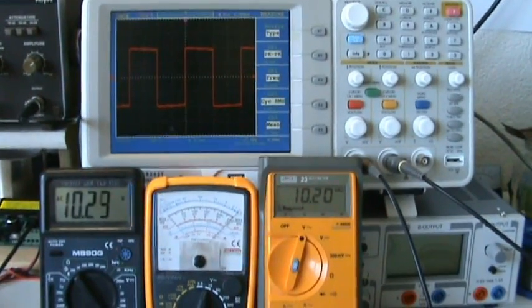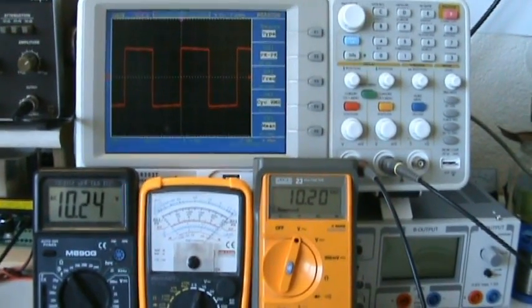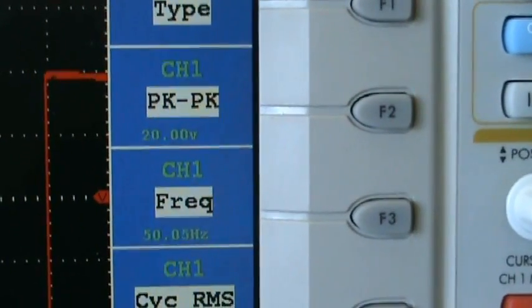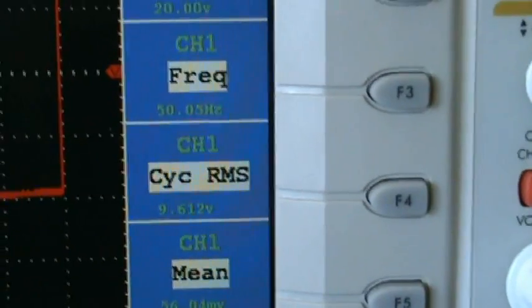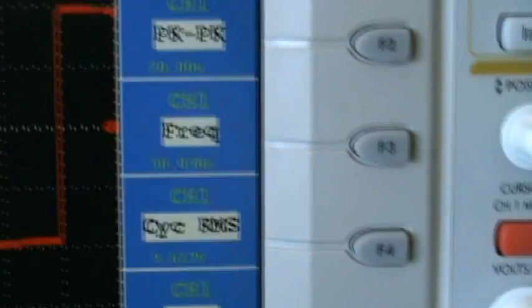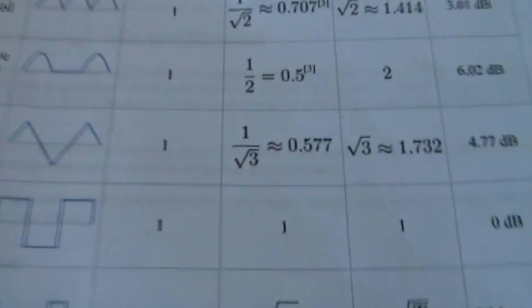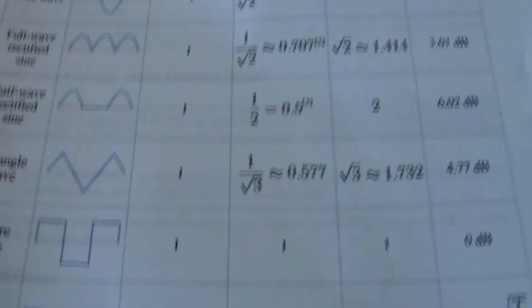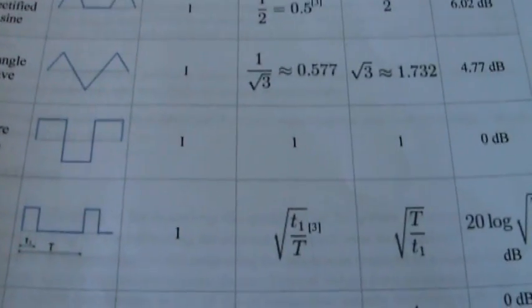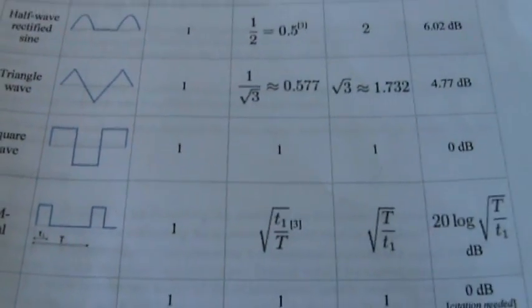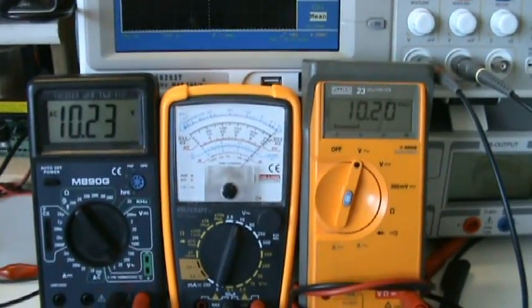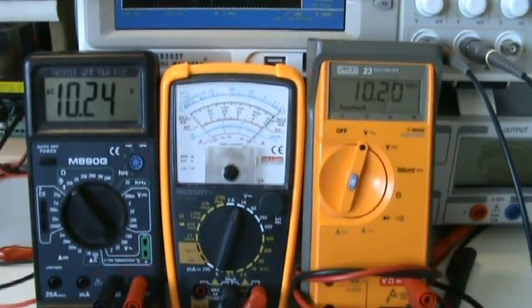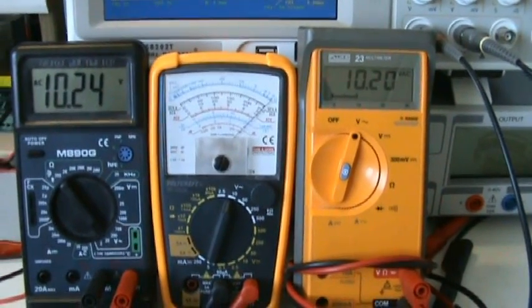Okay, and here are we at the start of the square wave run. Square wave put to 20 volts peak to peak, frequency 50 Hz, RMS is 9.6 volts. According to the theory, RMS should be 10 volts, as we use 10 volt or 20 volt peak to peak. Okay, I will start the run on the rest of the values. Quick look at multimeters.